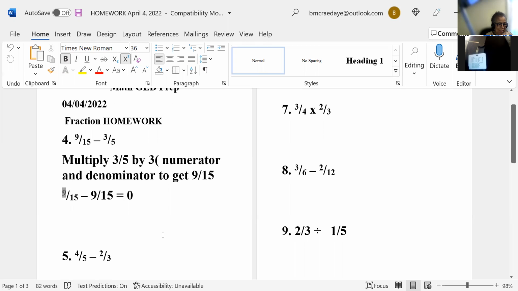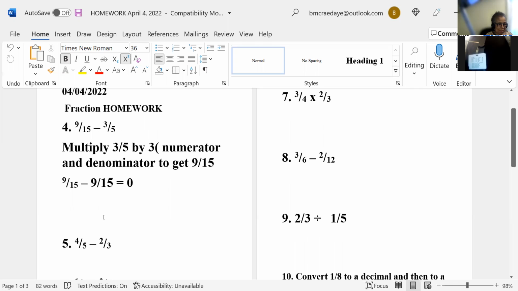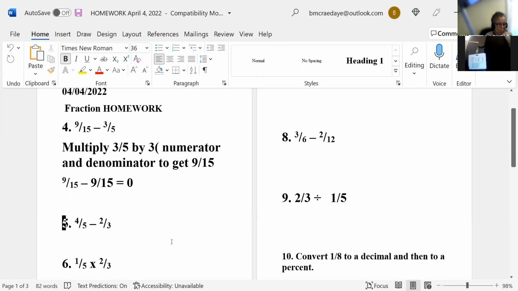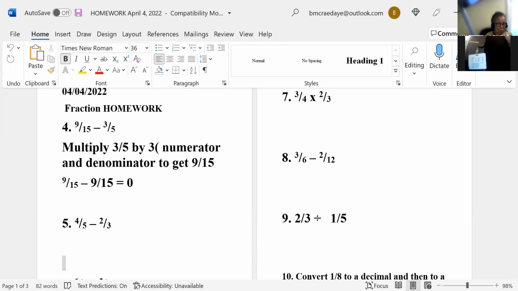Okay. Now let's go to the next one. It's another subtraction. 4/5 minus 2/3. Least common denominator is what?